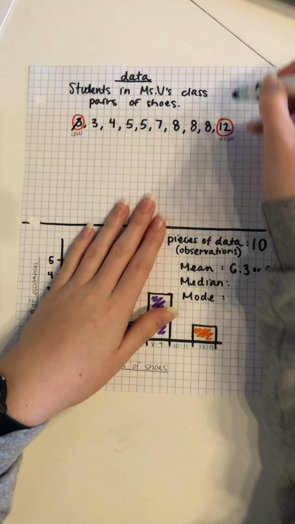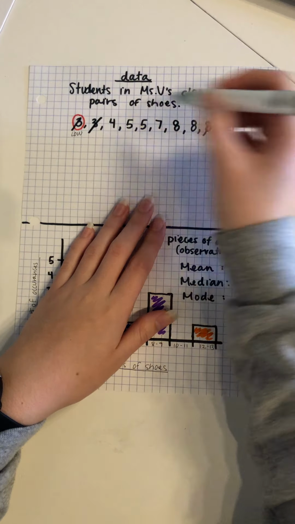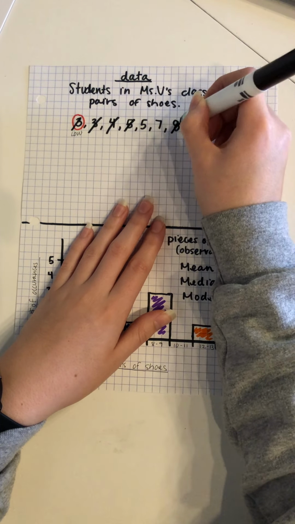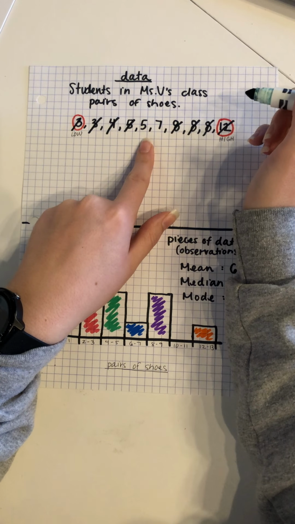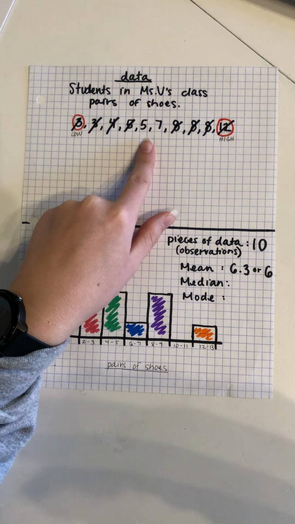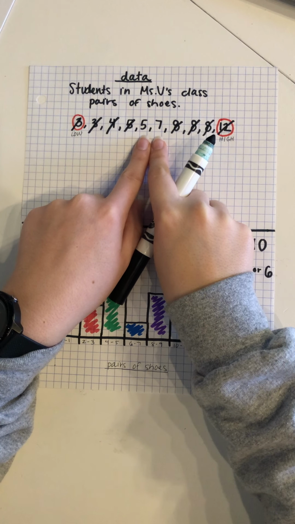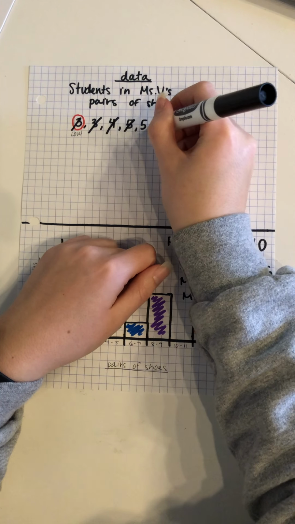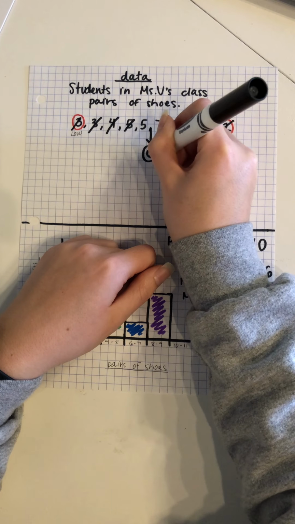We have 1 on this side, 1 on this side, 2 on this side, 2 on that side, 3, 3, 4, 4. But if I was to cross out more, I wouldn't have any numbers left. So what is the number between 5 and 7? Yeah, you're right, it is 6. So this is our measure of center.